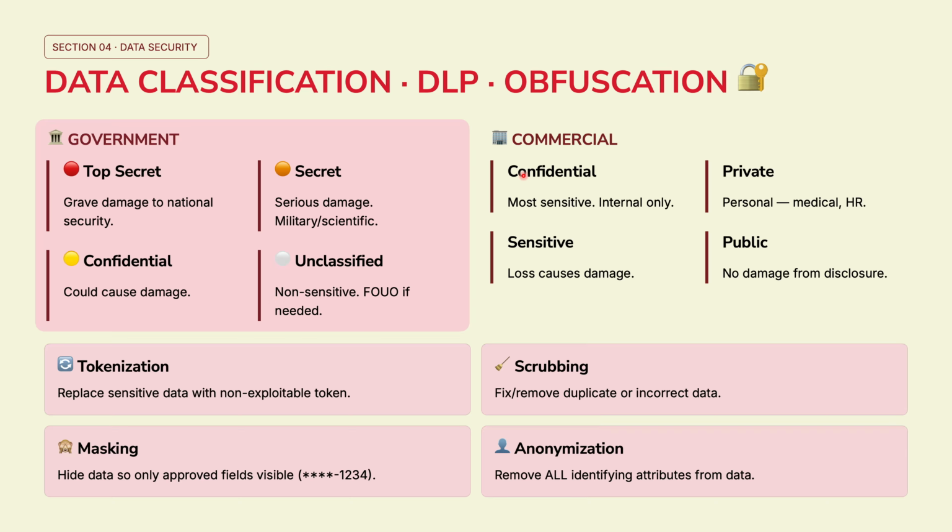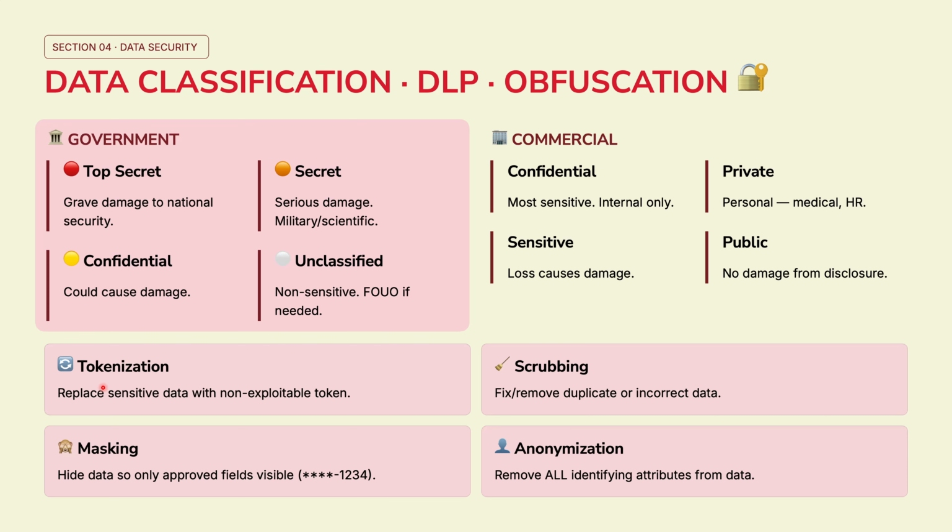Okay. Now, for commercial: confidential, most sensitive, internal only. Sensitive, less damage. Private, personal, like medical, HR. Public, no damage from disclosure. Now, let's review key concepts, starting with what's called obfuscation.